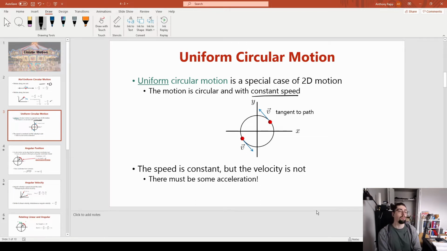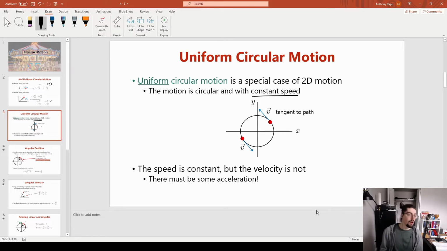Of course, this is not always going to be the case. We can have a non-constant speed. We can be accelerating. We can be decelerating. We can be doing whatever we want. But there are special equations that apply when we do have uniform circular motion, and that's why we give it its own bit of emphasis.